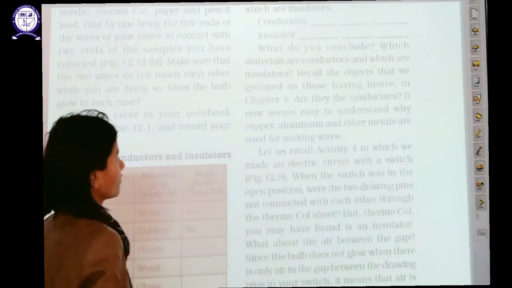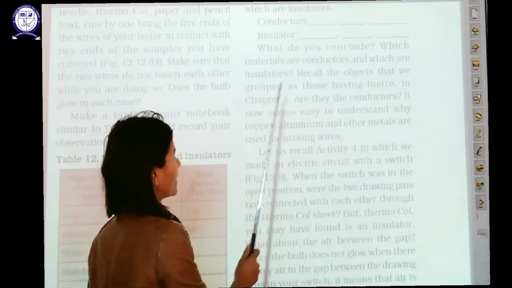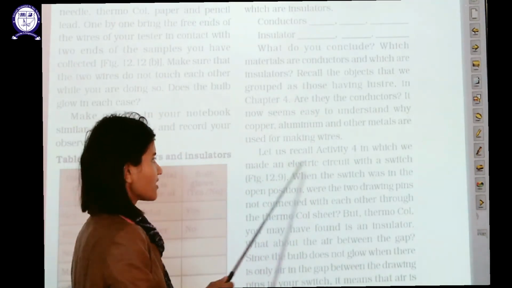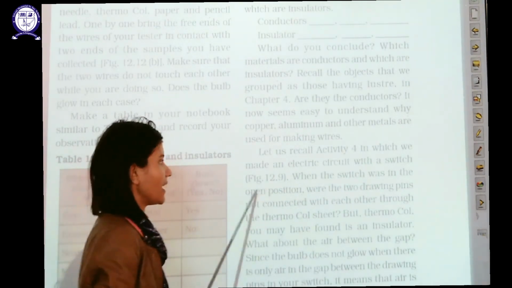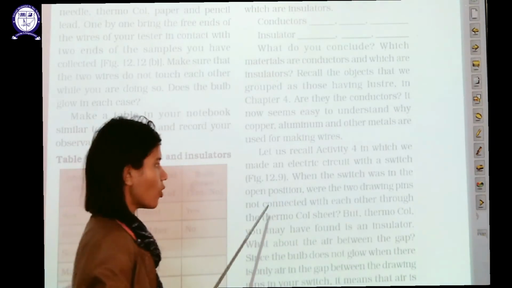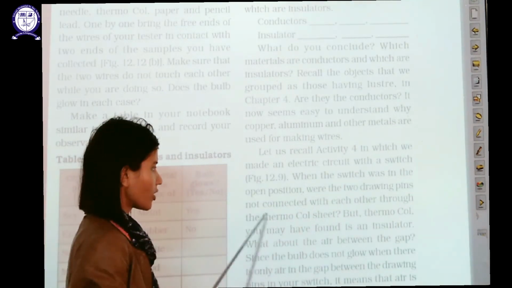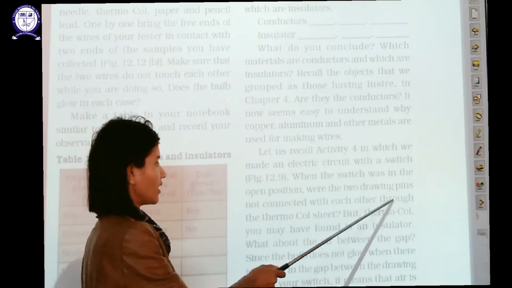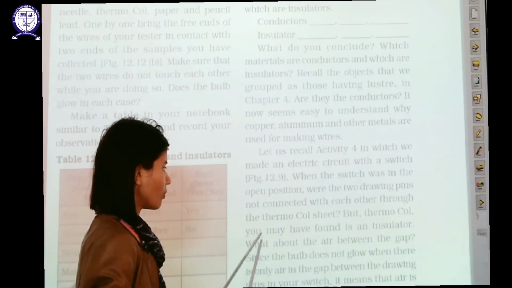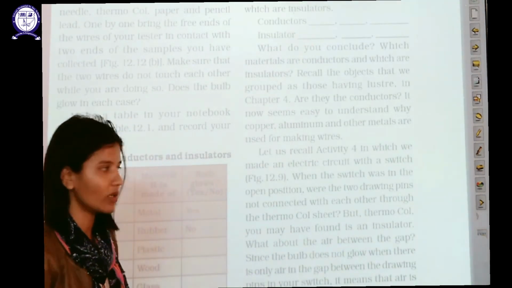Okay. Now what do you conclude? Which material are conductor and which material are insulator? You can make your own observation table for that. Let us recall activity number 4 in which we made an electric circuit with a switch. When the switch was in open position, were the two drawing pins not connected with each other? Though through the thermocol sheet, but the thermocol you may have found is an insulator. Thermocol itself is an insulator.